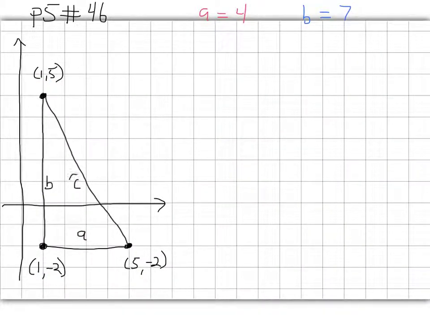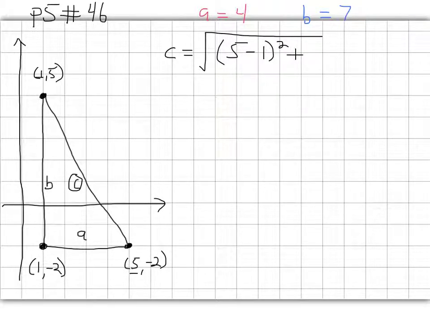Now the last one to get is c. So c is going to be equal to the square root of, I'm going to go from 5 to 1 here. So 5 minus 1 squared plus -2 minus 5 squared. Extend that out.